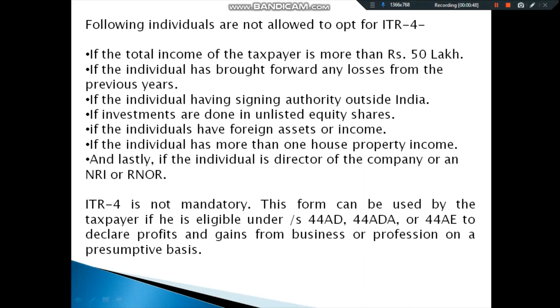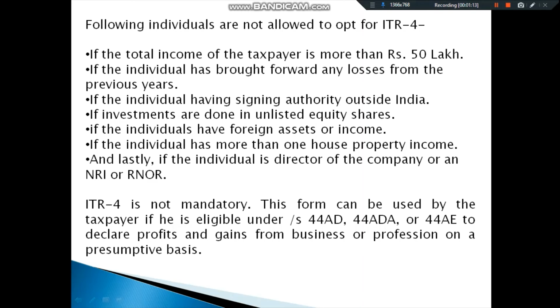If the individual has more than one house property income, if the individual is a director of the company or NRI or NRO, for this we have form ITR-2 and ITR-3 as per the turnover option. ITR-4 is not mandatory. The form can be used by the individual if he is eligible under 44AD, 44ADA or 44AE to declare profit and gains on a presumptive basis.